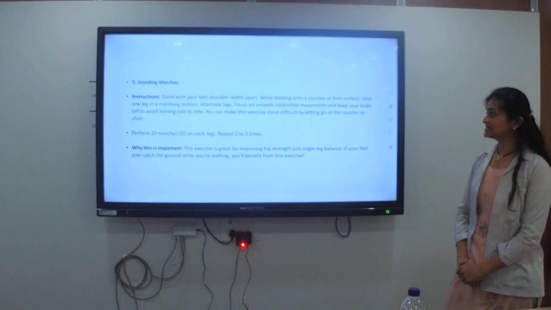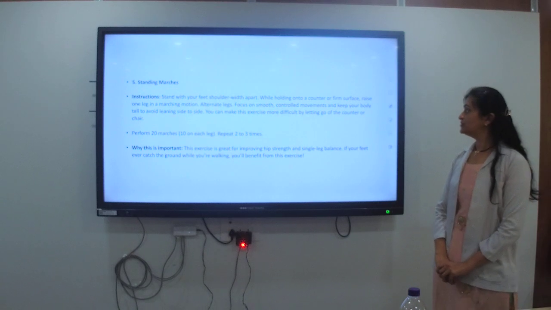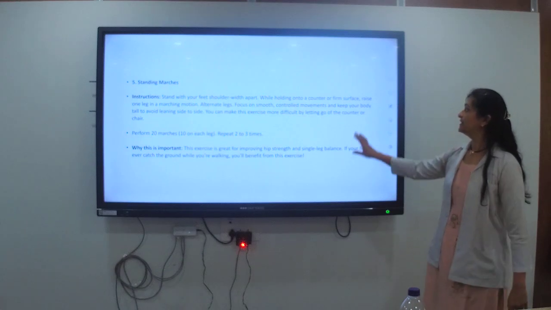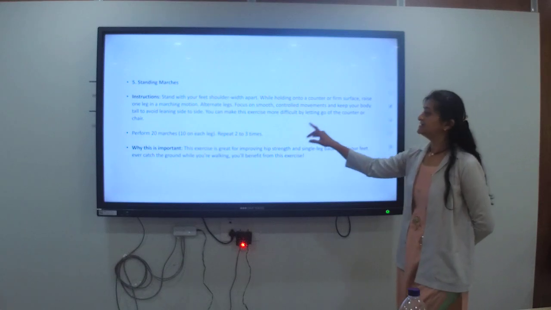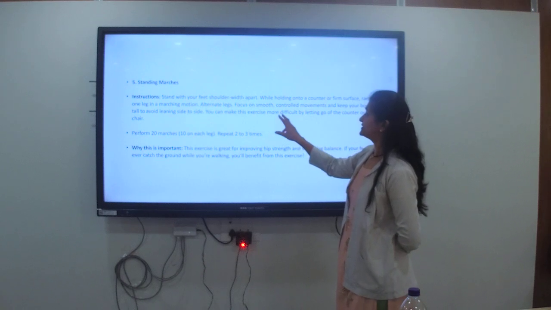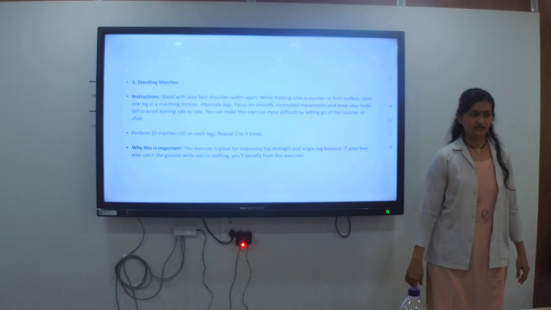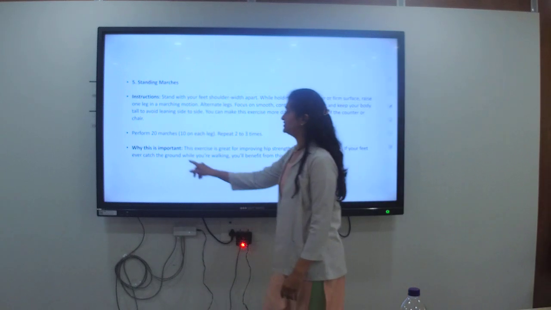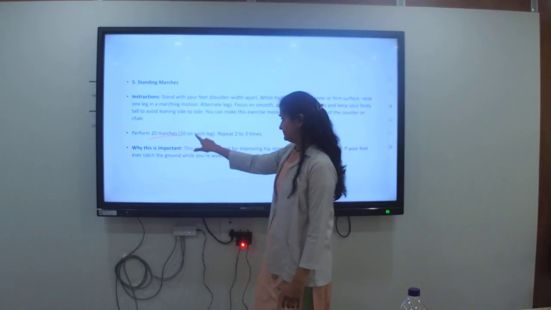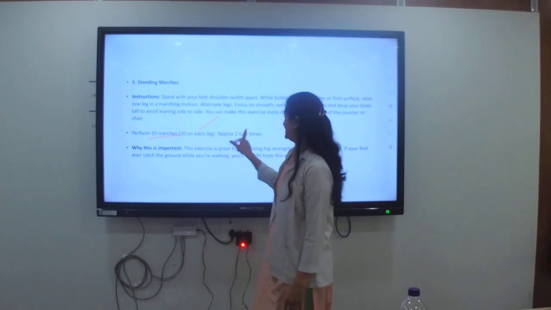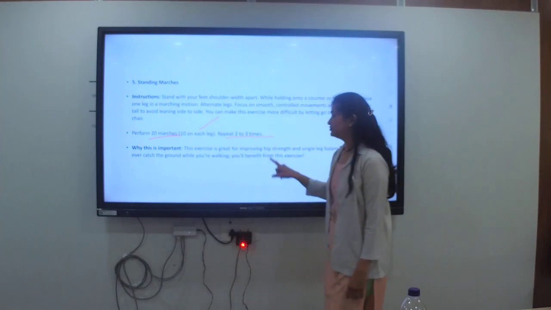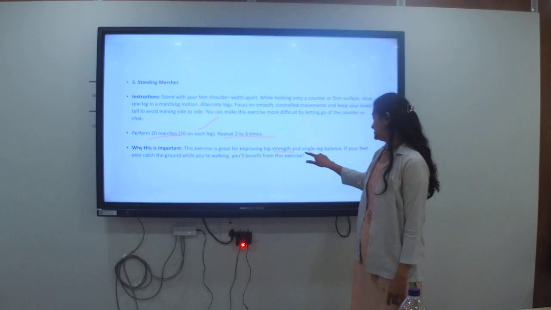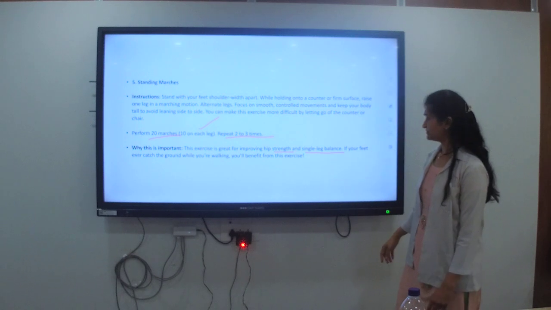Now, the fifth exercise is standing marches. So what you will do here is stand with your feet shoulder width apart while holding onto a counter and raise one leg in a marching motion, alternately. Like you have to do marching like this. Okay. So this is what you have to perform. Initially you have to do 20 marches, 10 on each leg, and then again repeat it 2 to 3 times. So this mainly improves what? Your hip strength and single leg balance. Okay.